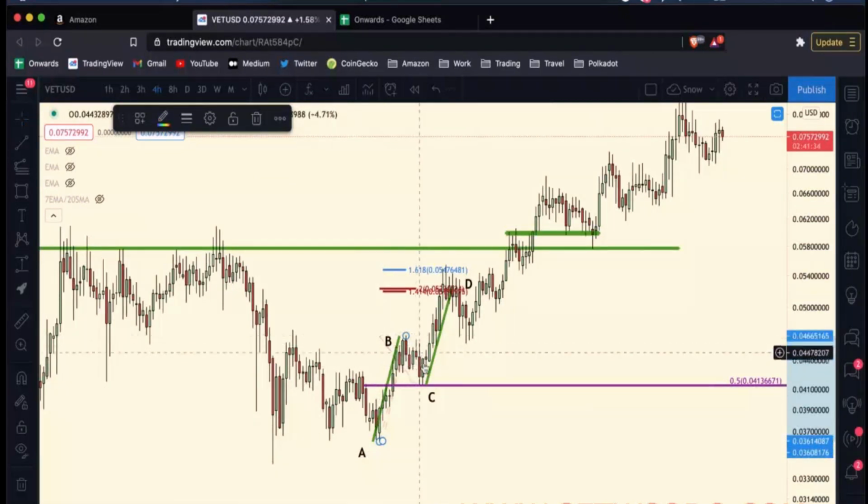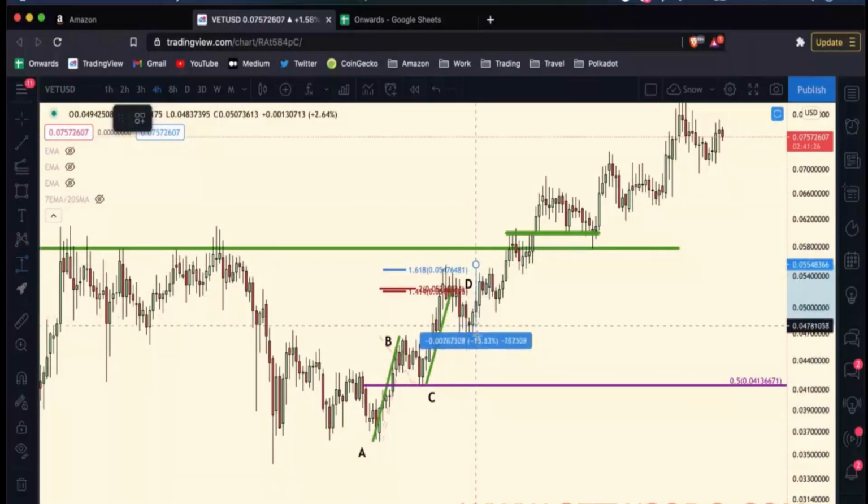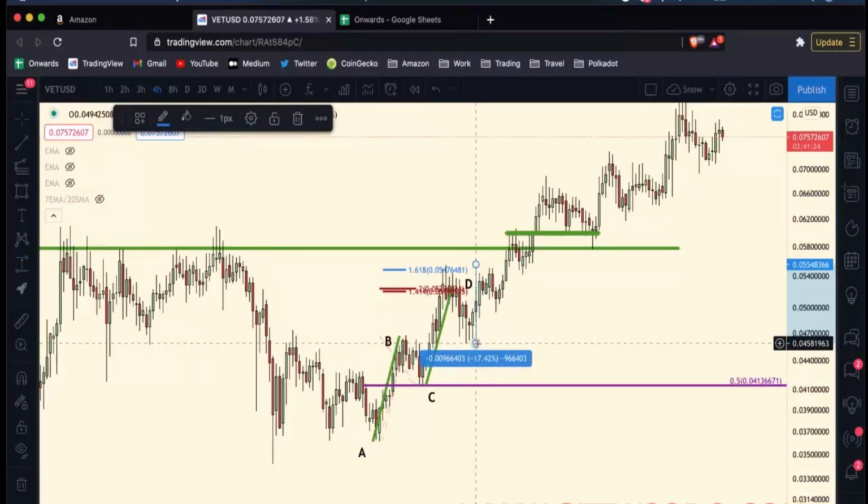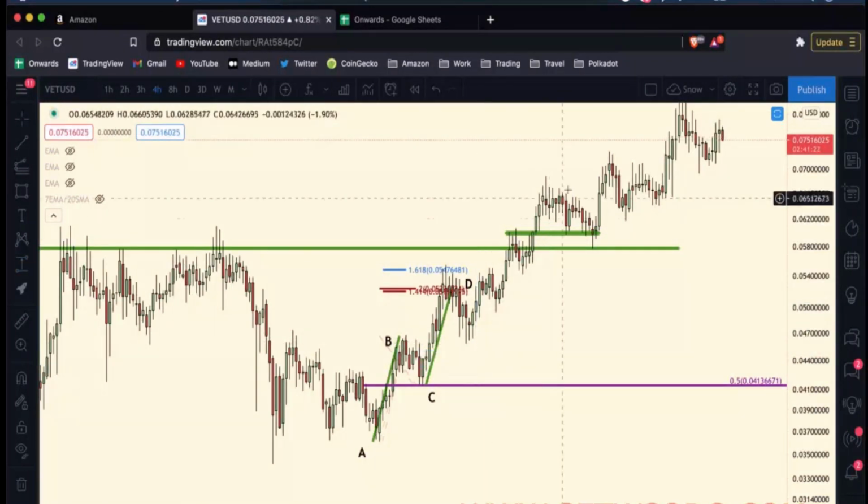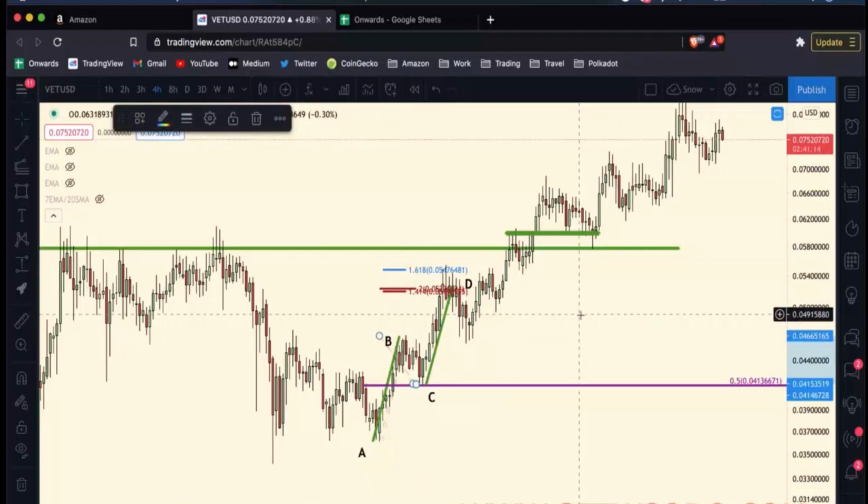But of course, this was just to show how a perfect ABCD found sellers here at D point completion, and we did pull back about 17% there before we continued upwards. Okay, so we found sellers because it's a perfect ABCD move, but we are making higher highs and higher lows, so the trend remains bullish.